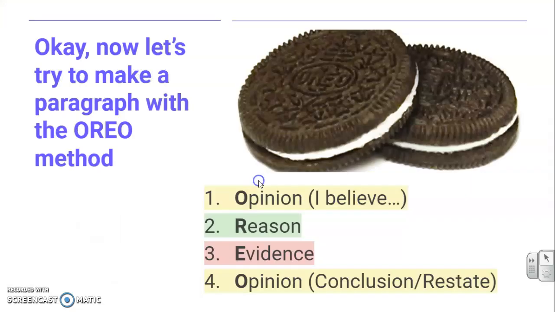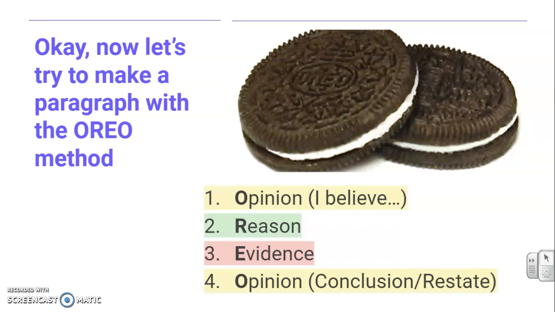So let's look at the next slide here. So I'm going to give you guys a really, really easy way to remember how to write persuasive writing in a paragraph, okay? So what I showed you before was just one opinion statement and one piece of evidence, but we're going to make fat paragraphs, okay? So to do that, we're going to use the OREO method, and I'll try not to get too hungry while I tell you guys about it.